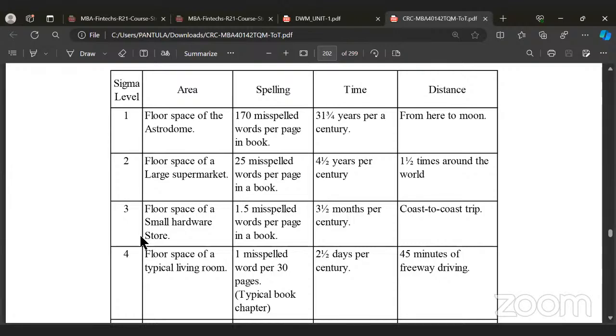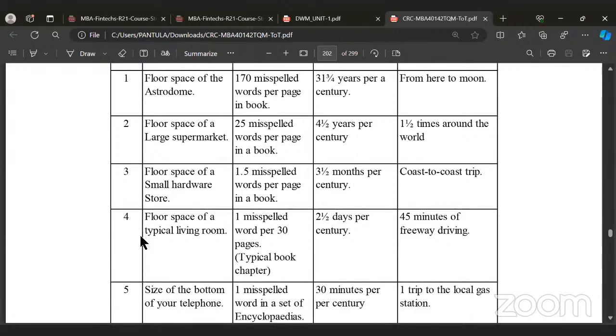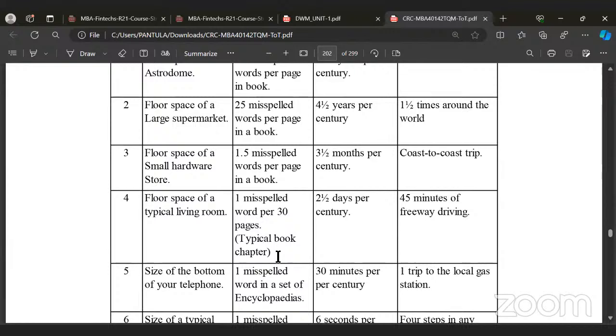Then the floor space of a typical living room. One misspelled word for level 4: once per 30 pages, not a single page, typically a book chapter. 2.5 days per century. Days per century is also reduced. And 45 times freeway driving.